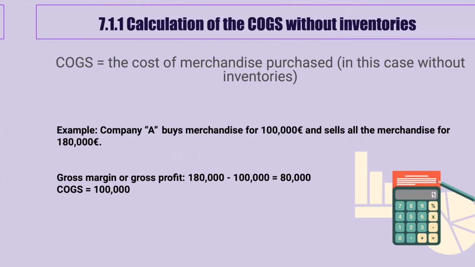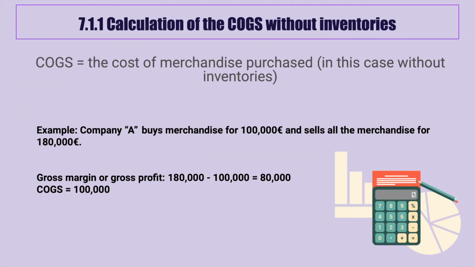Point 1.1, calculation of the COGS without inventories. COGS means the cost of the merchandise purchased, and in this section we are not going to take into account inventories. The best way to understand it is by an example. Company A buys some merchandise for 100,000 euros and sells all the merchandise purchased for 180,000 euros. This must be represented as the gross profit of 80,000. That is the result of the difference between the merchandise purchased and the merchandise sold.